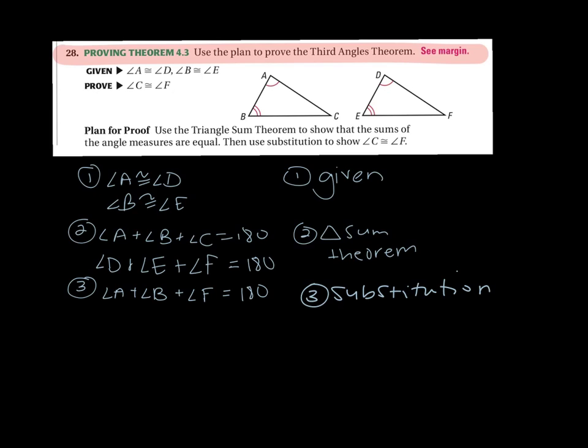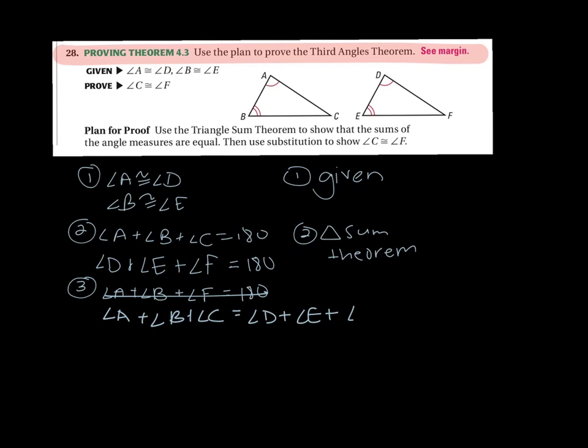How come you changed angle C to angle F? Oh, yeah, I'm so sorry. Chris, you needed to change the A to the D or the B to the E, right? So I should have called that, sorry: angle A plus angle B plus angle C equals angle D plus angle E plus angle F. And that's substitution. If they both equal 180, then they both equal each other, okay?